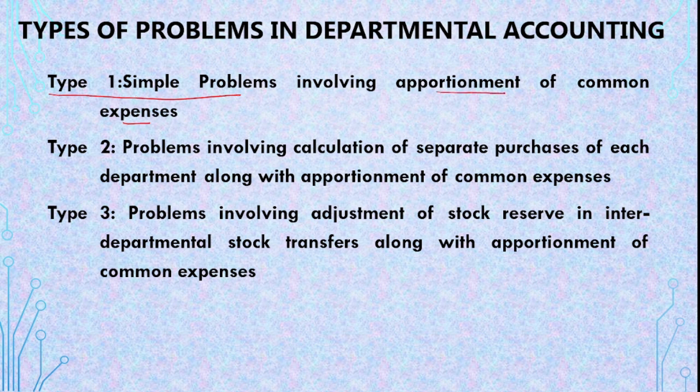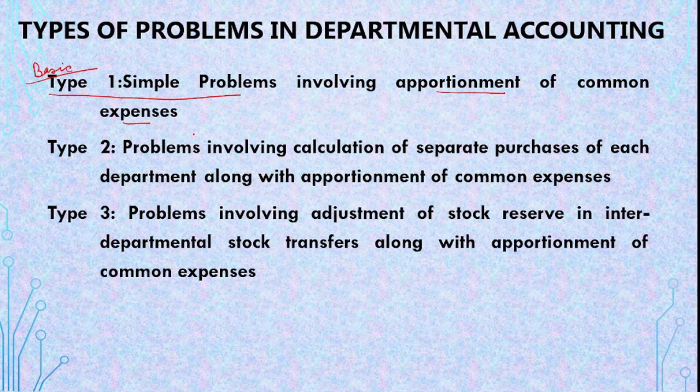That is, you are given information of all the departments, but some expenses are in common, so you are to distribute them among these departments and then compile their trading and P&L account to find out their profits. This is also referred to as a basic problem because it will always be there in any question, that you have some common expenses and you are to distribute them.